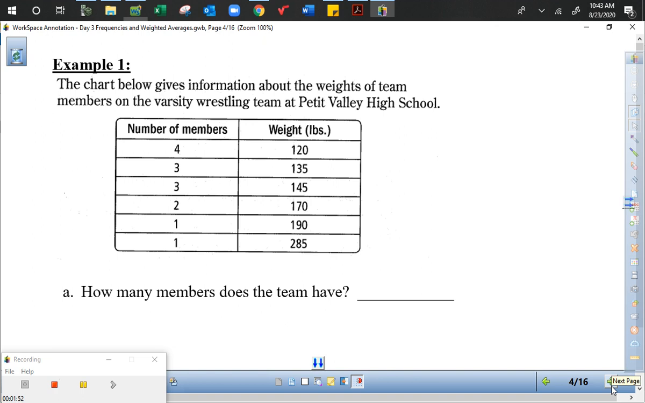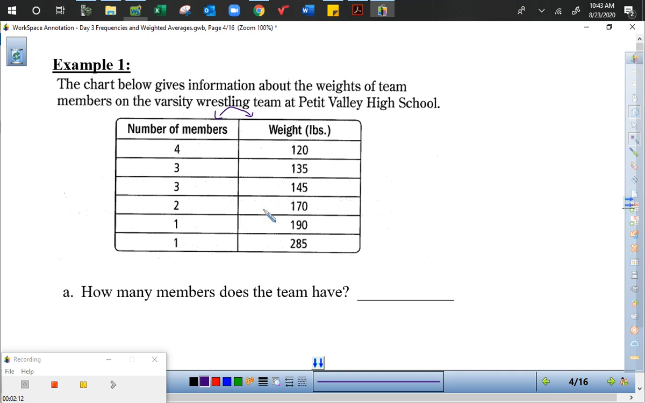So let's go ahead and get started with an example here. This is actually a frequency table. In general, usually your frequency tables are switched. Usually you've got some categories, and in this case, it's talking about the weights of members on a wrestling team at this high school. A lot of times, they list the categories first, and then they give the count of how many show up in those categories. So here, you've got 4 members who weigh 120, 3 members who weigh 135, and so on.